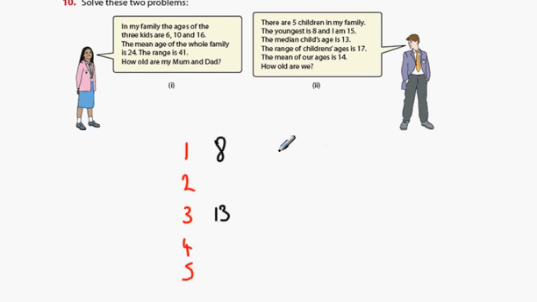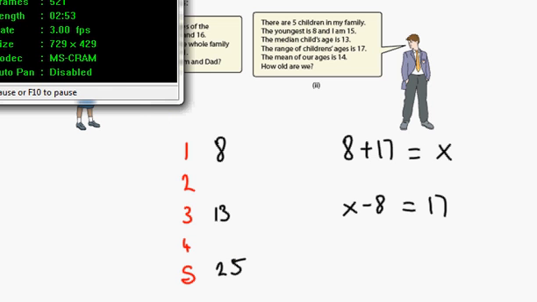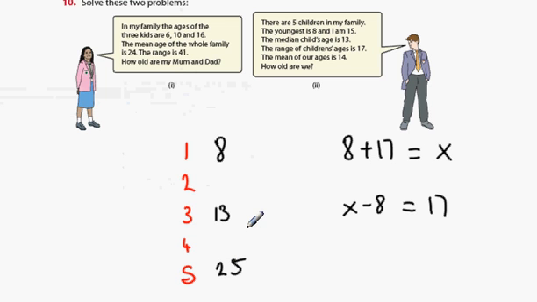So if the range is 17, 8 plus 17, remember the range is the oldest minus the youngest. Oldest minus youngest is 17. Therefore the oldest is 8 plus 17, which makes it 25. The oldest person is 25. Okay? You can't put 15 at the start because you don't know if 15 is the oldest. So you add the youngest person plus the range, which gives you the oldest person. 15 will go in there.